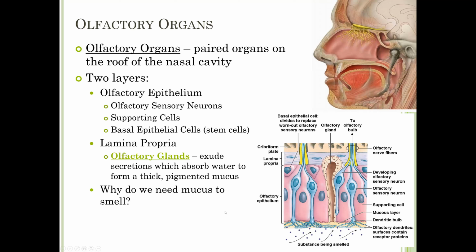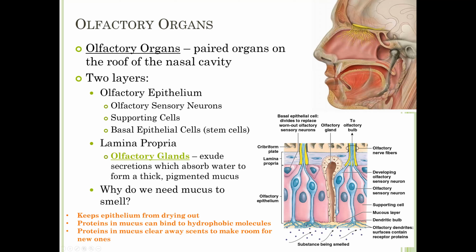So why do we need mucus to smell? Well, first, the mucus helps keep the epithelium from drying out. So this is a delicate epithelium. It's not hard and keratinized like the epithelium of your skin. And there are also proteins in the mucus that can bind to hydrophobic odorant molecules that allow them to dissolve in the aqueous solution so that they can bind to the little receptors on the ends of the olfactory neurons.